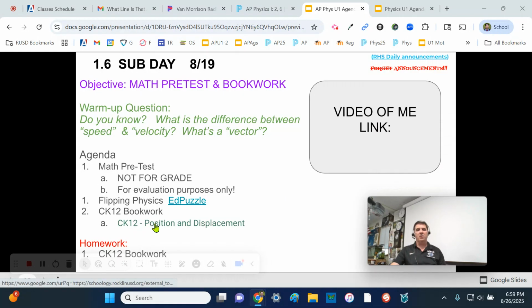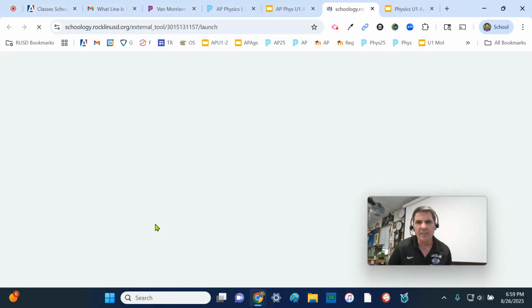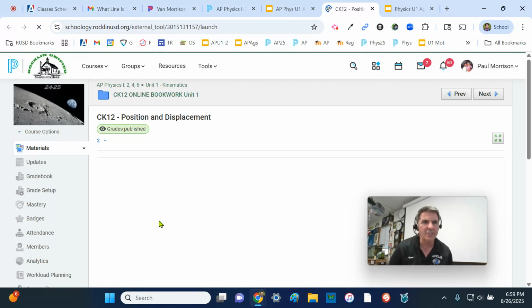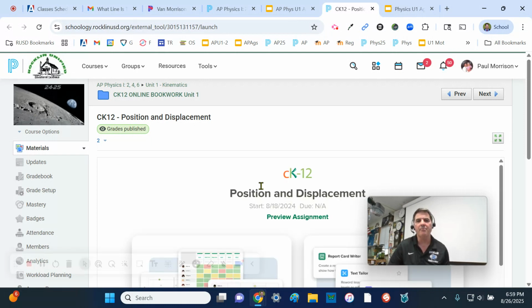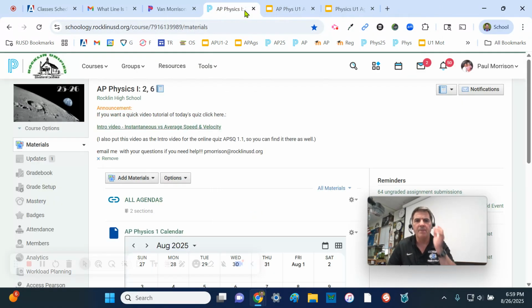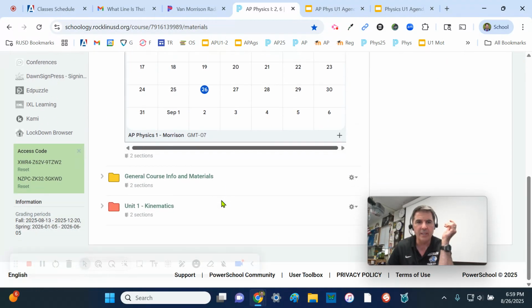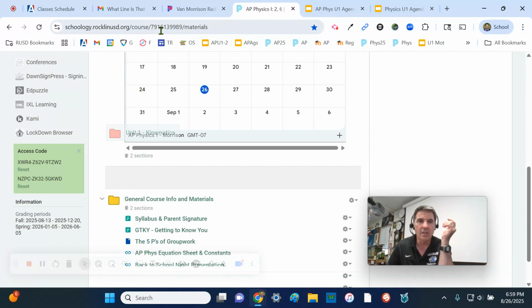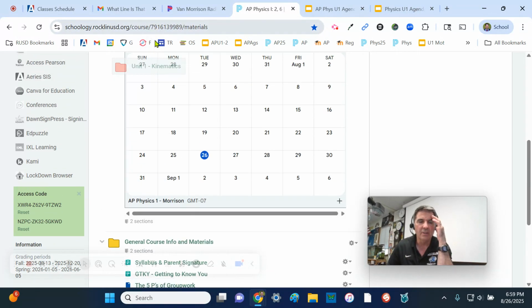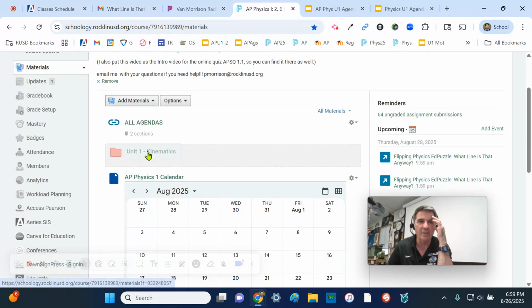And then finally, there's some book work. For this book work, I'm going to fix that link. I think it takes you to last year's class. Same idea though, it's going to take you to an assignment. Let me go to this year's assignment. I have to fix that link. For you guys, it will be under Unit 1, kinematics. I'm actually going to move this up. It's kind of lagging because of what I'm doing here.